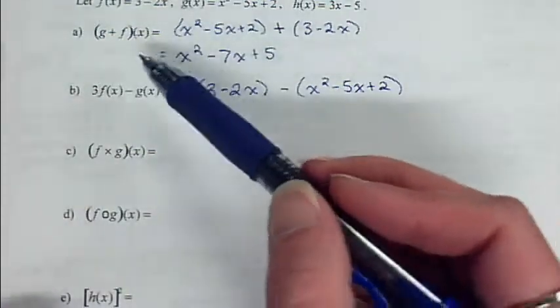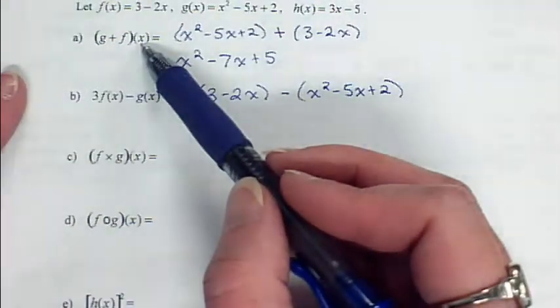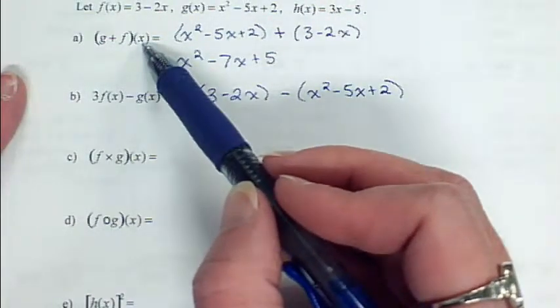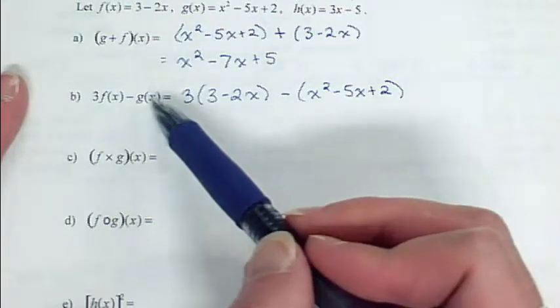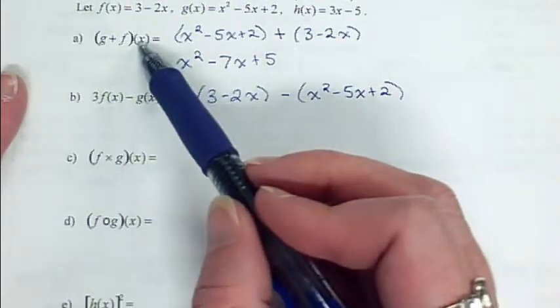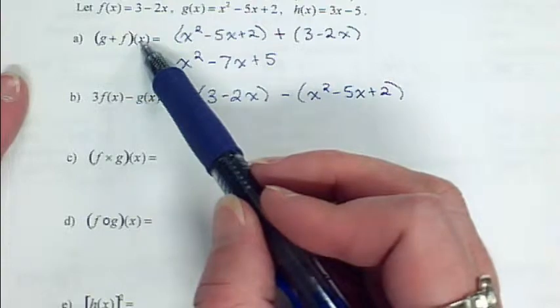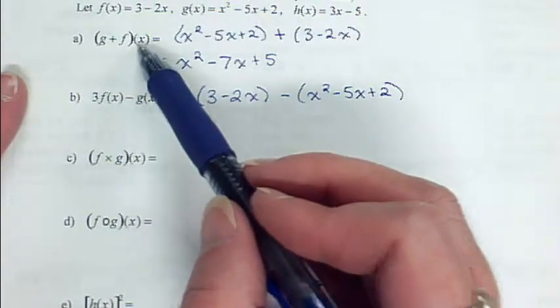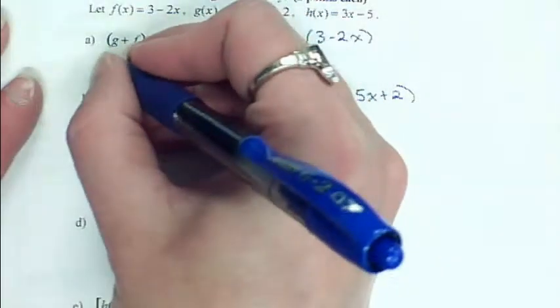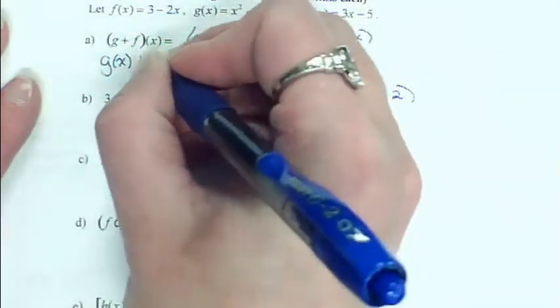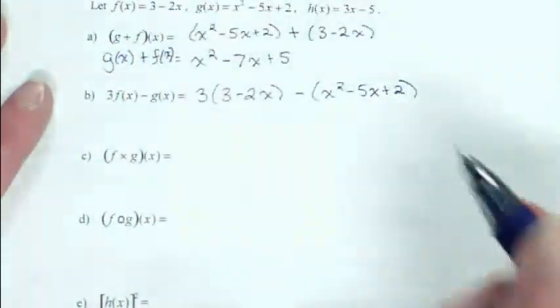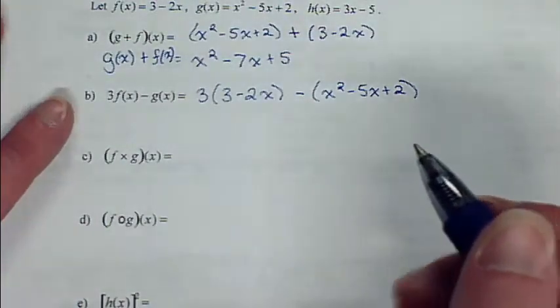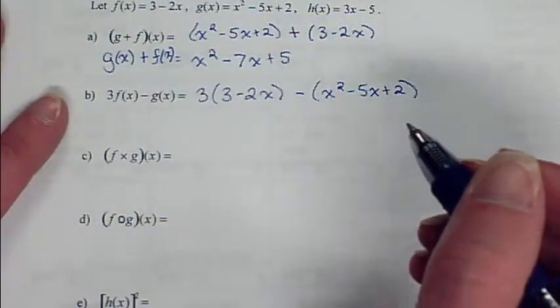Oh, I almost forgot. Some people were having problems with this right here. All that tells me, just like down here, is what my input value is. For these problems, it's telling me that I only have an x. What it really means is that we have g of x plus f of x. It is not multiplication. Just want to make sure that was clear.